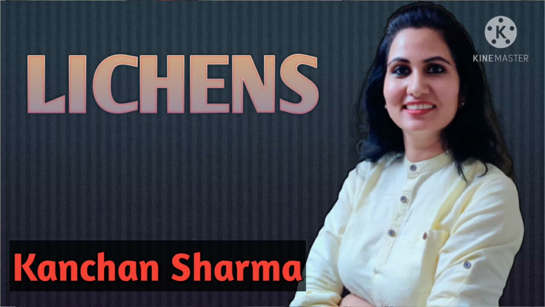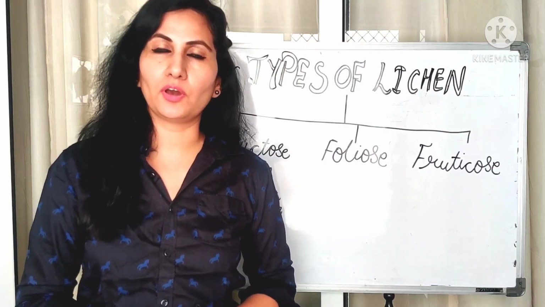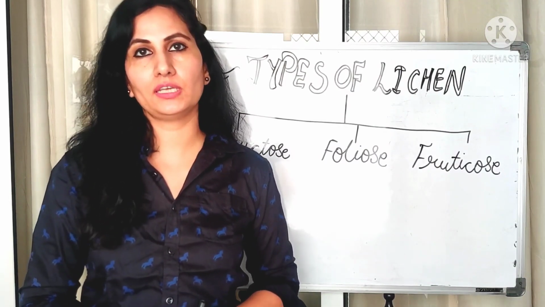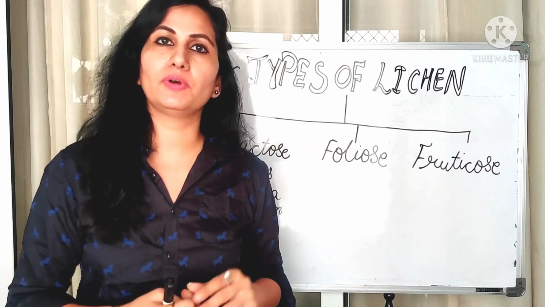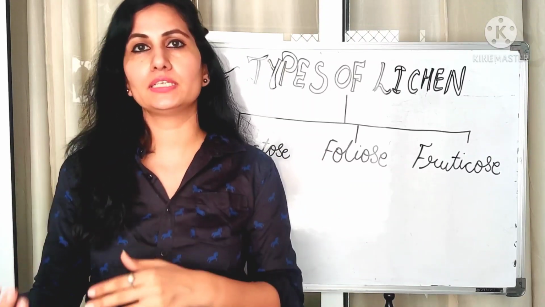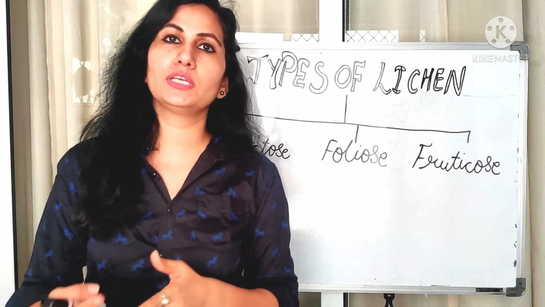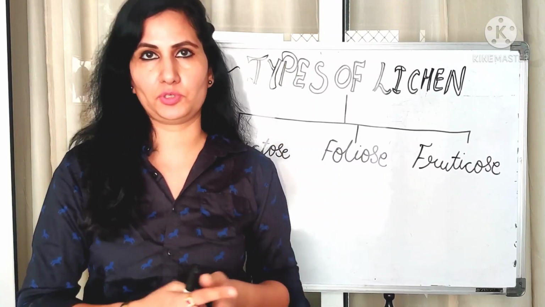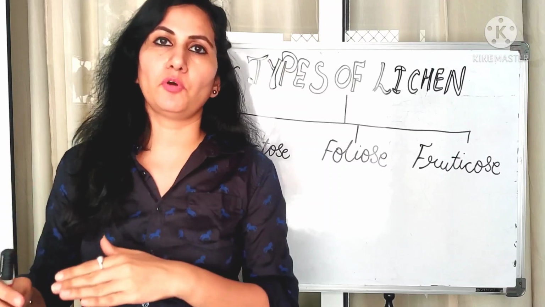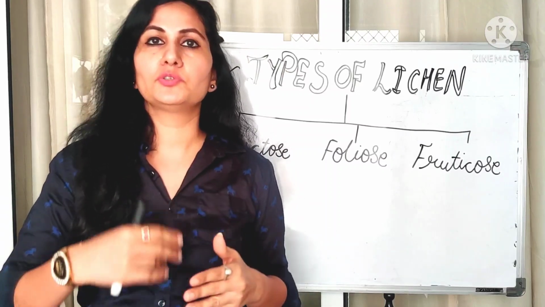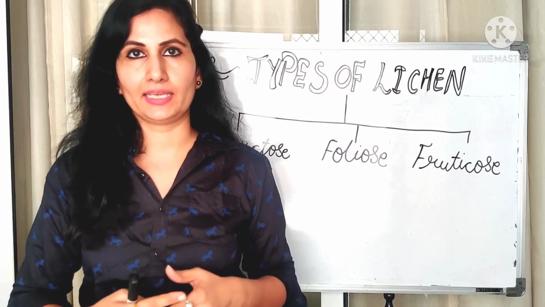As we already know, lichen is a composite organism, and in this composite organism there are two components. One is phycobiont and the other component is known as mycobiont. Mycobiont is the fungal portion and phycobiont is the algal portion. So this was the basic information, and now we are going to talk about different types of lichens.